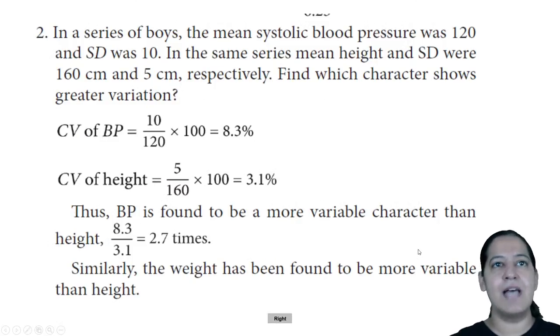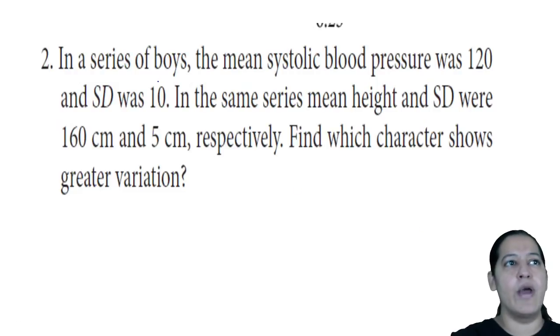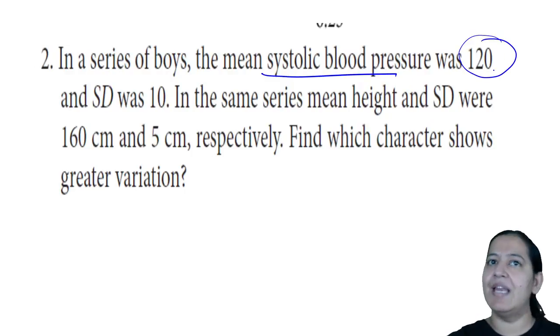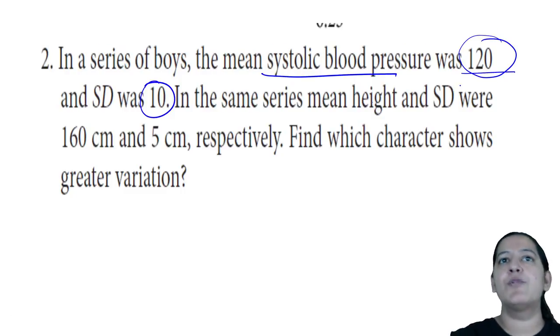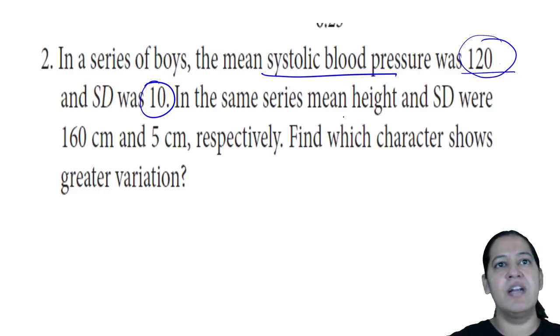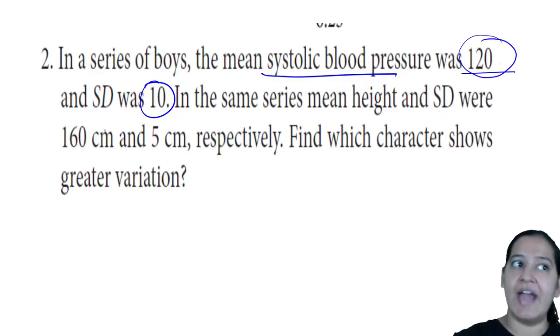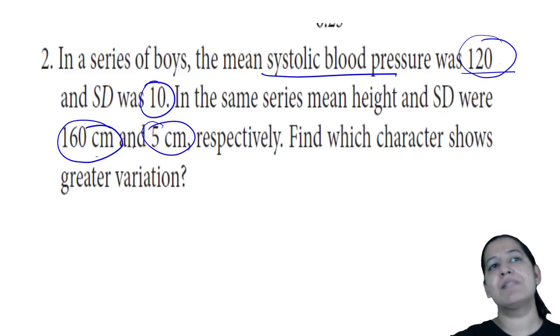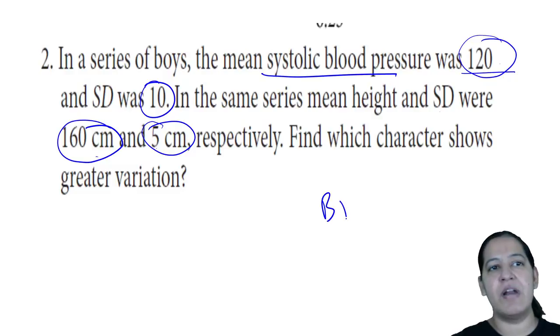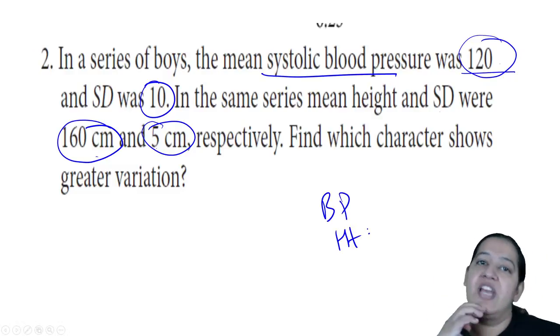You can see another example. In a series of boys, we have taken systolic blood pressure. We found all the boys have a mean systolic blood pressure of 120. On an average, everyone is having systolic blood pressure of 120 with a standard deviation of 10, so plus minus 10. The same, we have calculated for height also. On an average, all the boys have a height of 160 centimeter. Standard deviation is 5, so 160 plus minus 5. Which character, the blood pressure or the height, is showing more variation?